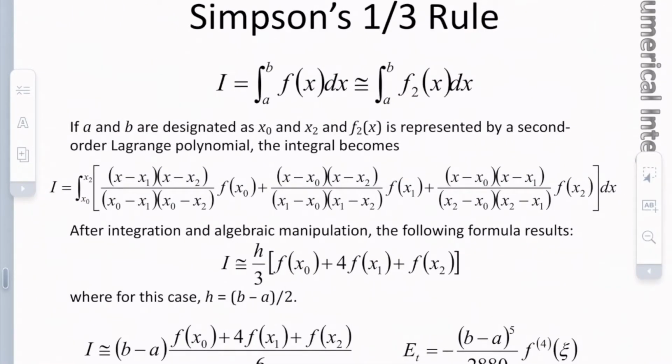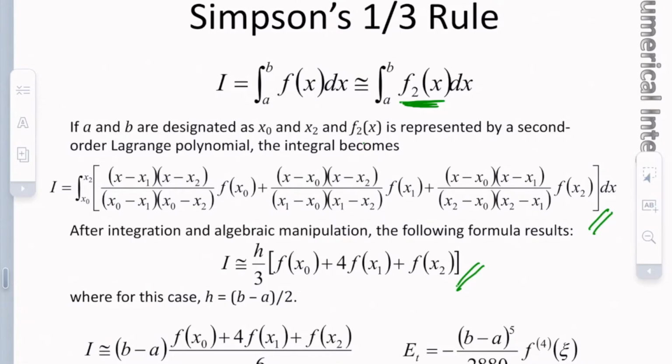Simpson's one-third rule results when a second-order interpolating polynomial is substituted into the general expression for the integral. If a and b are designated as x0 and x2, and f2(x) is represented by a second-order Lagrange polynomial, the integral becomes as shown. This equation is known as Simpson's one-third rule. It is the second Newton-Cotes closed integration formula. After integration and algebraic manipulation, the following formula results.